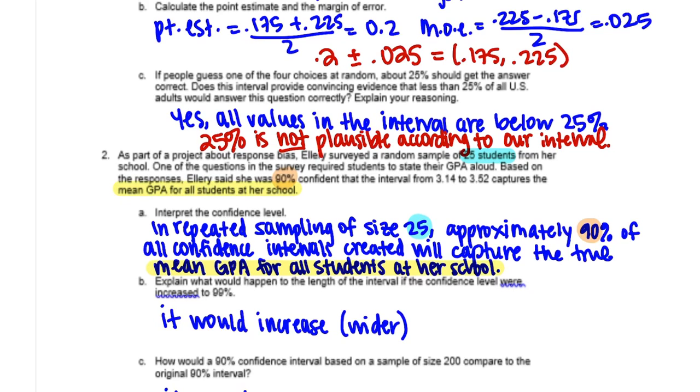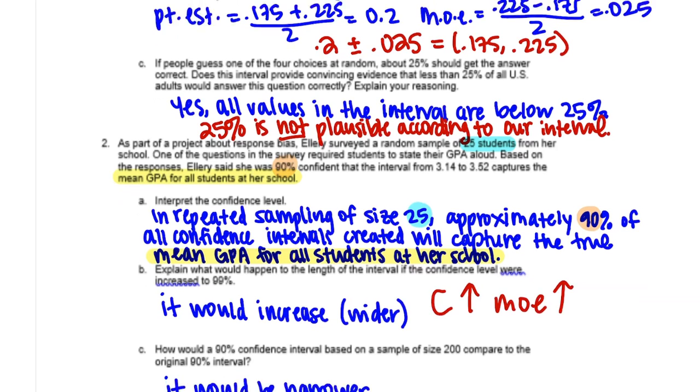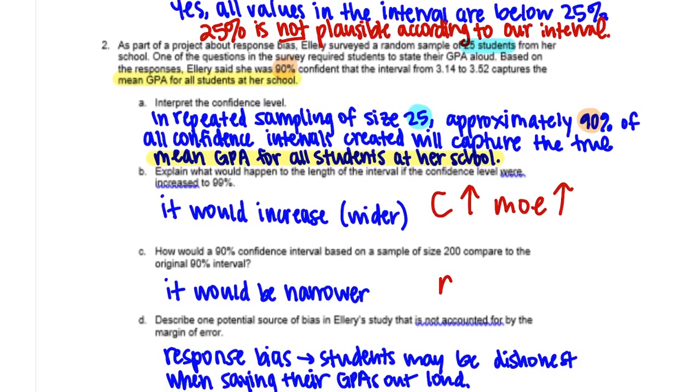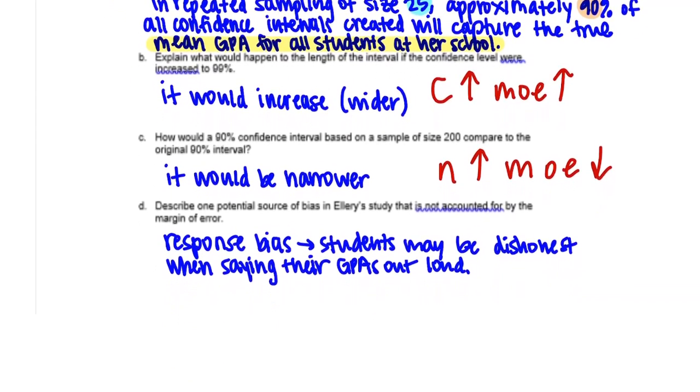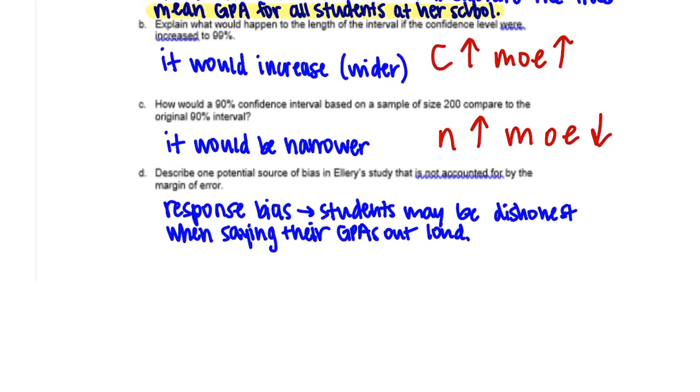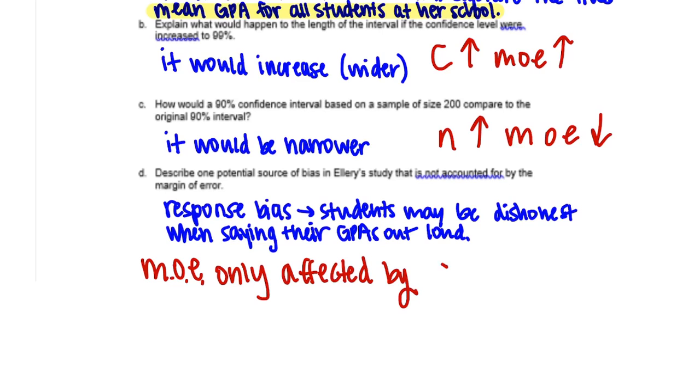And then here we hopefully remember as C increases, margin of error increases. As n increases, margin of error decreases. This last note is that one potential source of bias in Ellery's study that is not accounted for. People could be lying, and the margin of error will not account for that. Margin of error is only affected by C and n, which we can see right here, C and n.